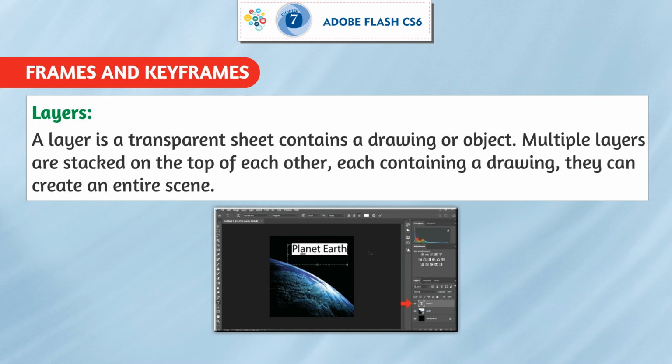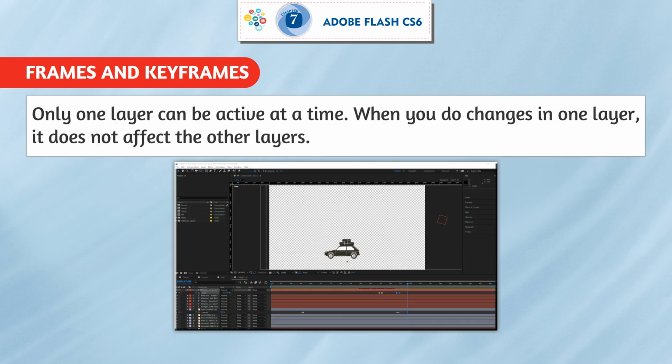Layers. A layer is a transparent sheet contains a drawing or object. Multiple layers are stacked on the top of each other, each containing a drawing. They can create an entire scene. Only one layer can be active at a time. When you do changes in one layer, it does not affect the other layers.